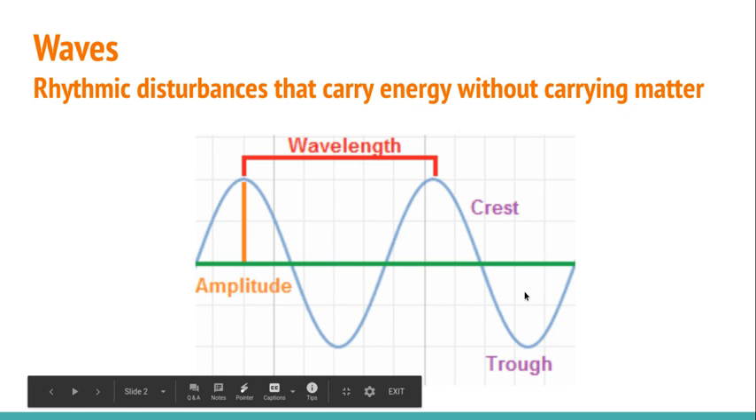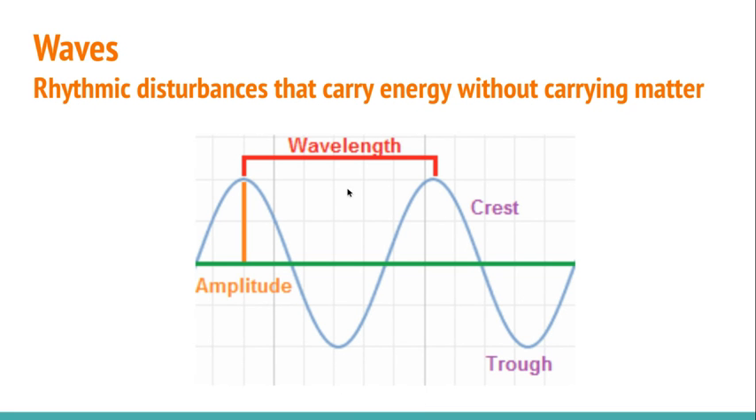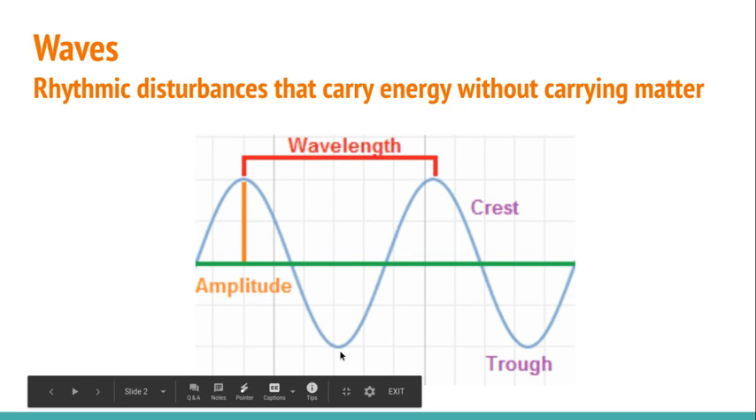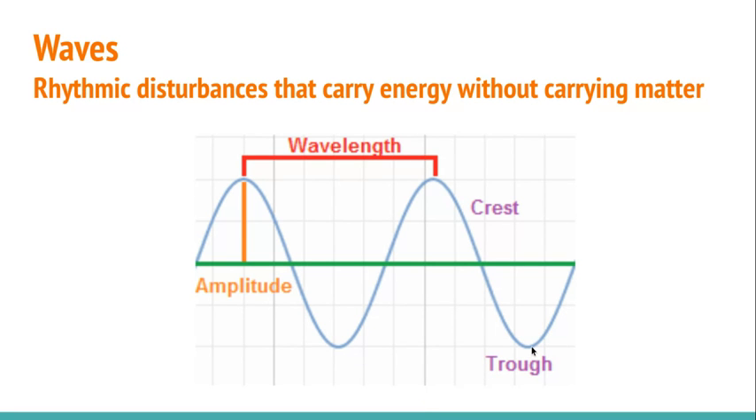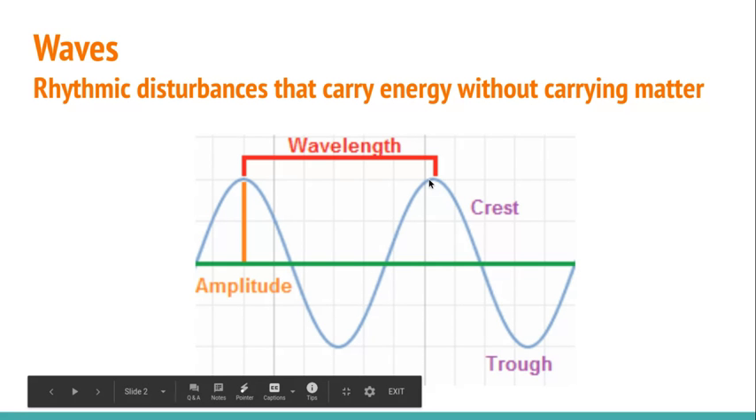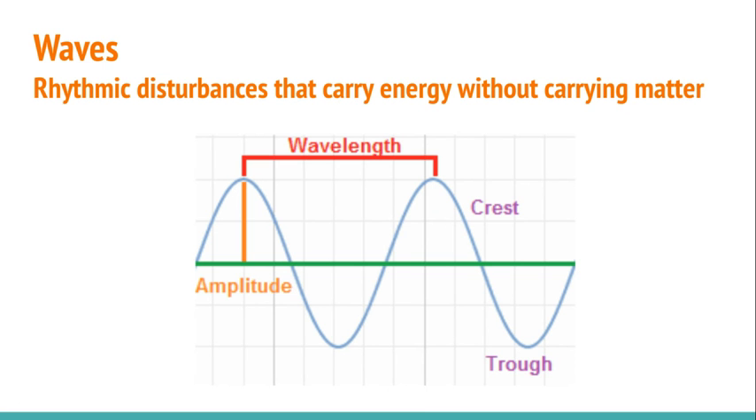The fourth thing we're going to be talking about is the wavelength, and a wavelength is measured from crest to crest or trough to trough. So in this picture, it's measured from crest to crest. It also can be measured from trough to trough. So you can actually measure the distance between the waves to figure out what the actual wavelength measurement is.